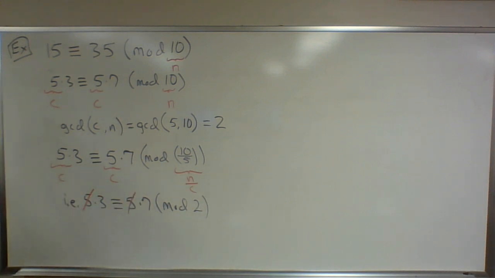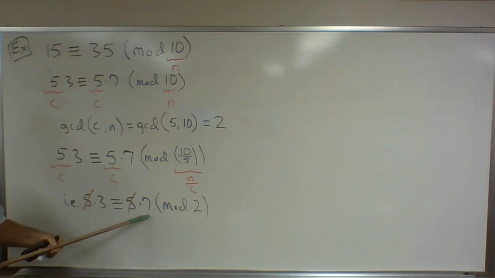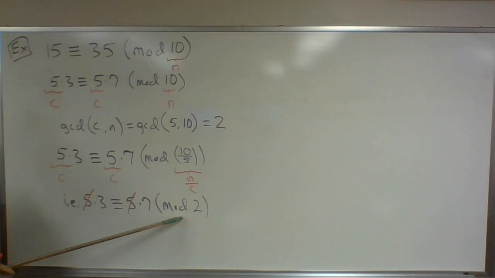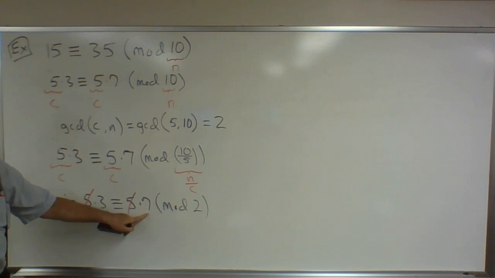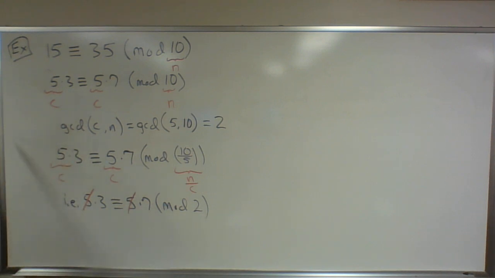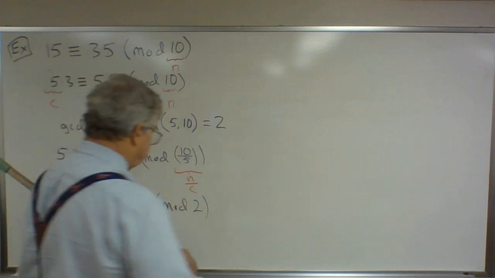We cancel these things and we have 3 is congruent to 7 mod 2. And that's true. 3 is congruent to 1 mod 2. 7 is congruent to 1 mod 2. So this is true.